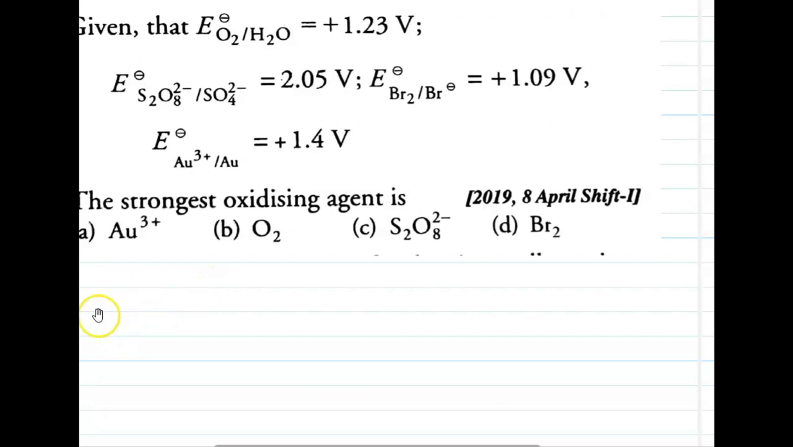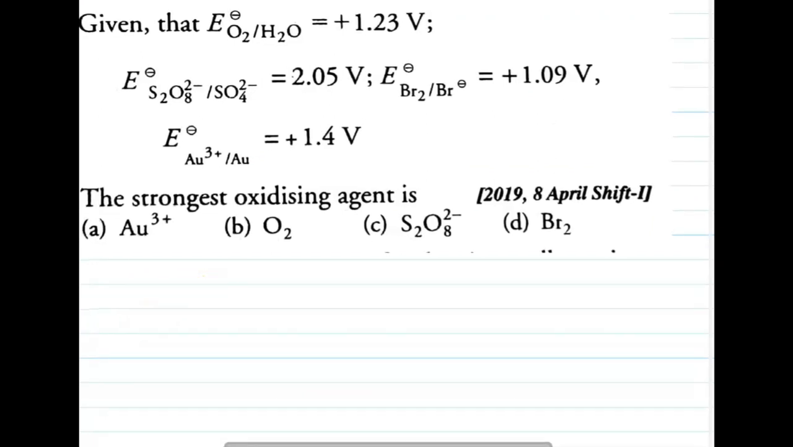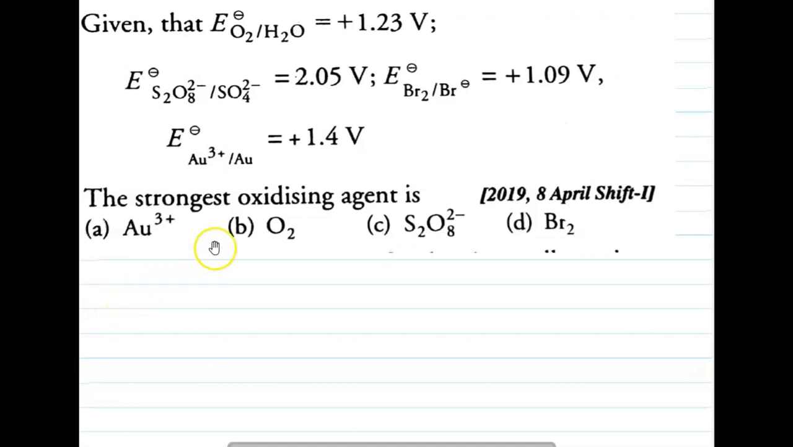Next question. E naught is given that E naught of O minus 2 to H2O is plus 2.3. E naught of H2O is 2.05. E naught of bromine is given 1. So some E naught values are given for some metals. Which is a strong oxidizing agent? The question is, which is a strong oxidizing agent when E naught values are given?